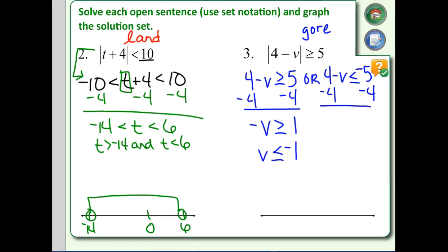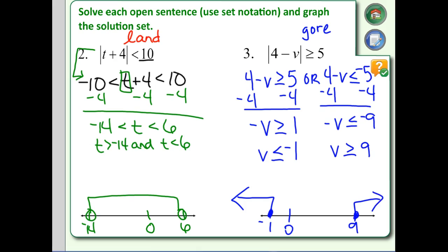Once again, we're going to subtract 4. Negative b is less than or equal to negative 9. Oh, once again, we've got that negative sign in front of our variable, so we're going to have to flip the sign again. We get positive 9. To graph it, I'm going to put 0 in there somewhere. I'm going to put negative 1 to the left with a closed dot and my arrow going to the left. Down here to 9, closed dot, greater than 9, arrow going to the right.